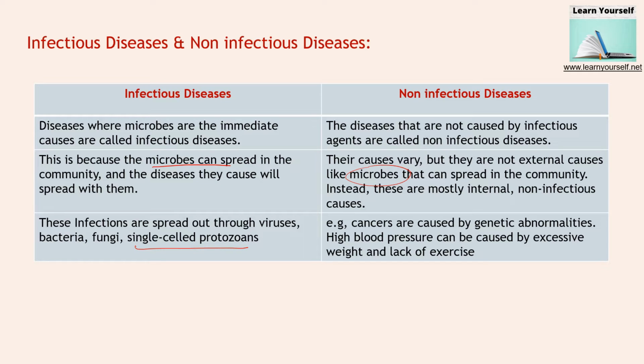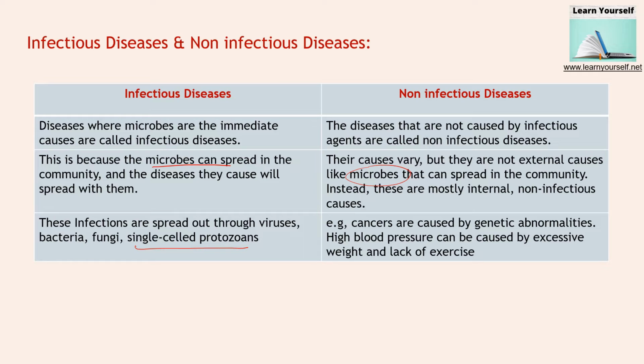Now for non-infectious disease, for example, cancer. Cancers are caused by genetic abnormalities. High blood pressure can be caused by excessive weight and lack of exercise. Diabetes too. All these are non-infectious diseases because their causes are different. Their causes are not microbes. They come due to genetic or hereditary reasons and due to an unhealthy lifestyle. They are not in your body because of some microbial infection.